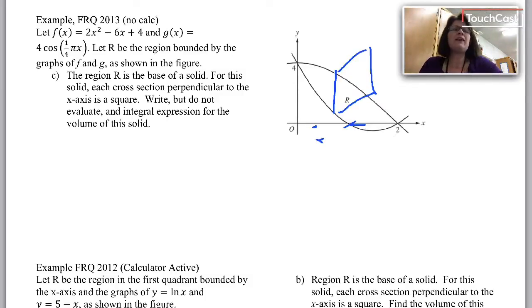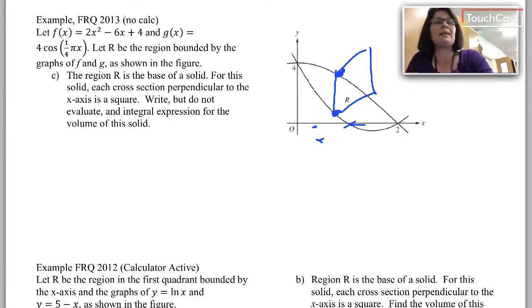Remember what you did. You found the integral from left to right of top minus bottom. And just notice the similarity here. Every time I drew a rectangle in part A, the top of the rectangle got cut off by the g function, and the bottom of the rectangle touched the f function, so I knew the height of the rectangle was always g minus f. Notice that's going to help us too, because the side of every square in this case is going to have that distance g minus f.